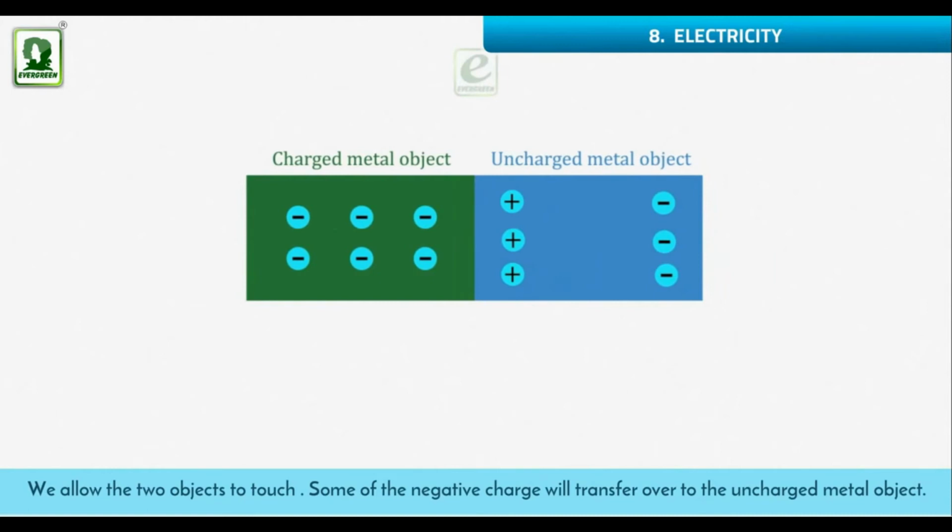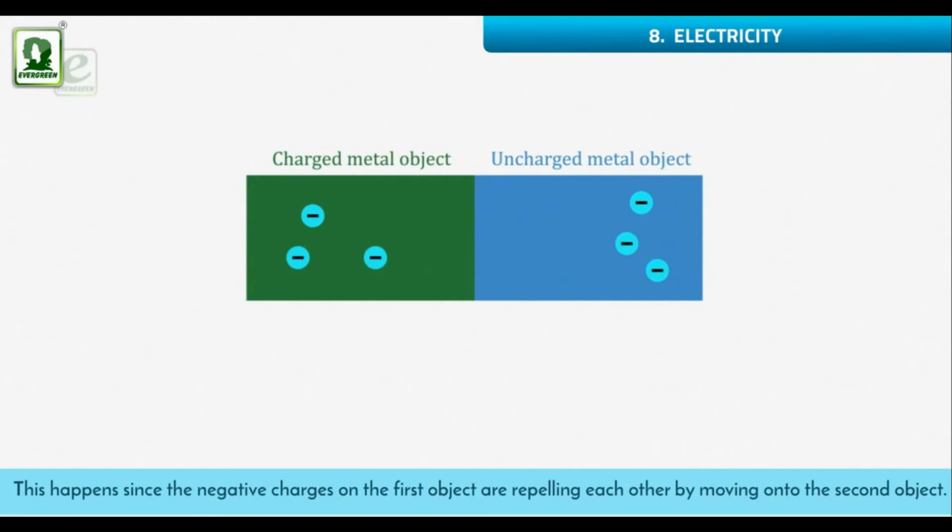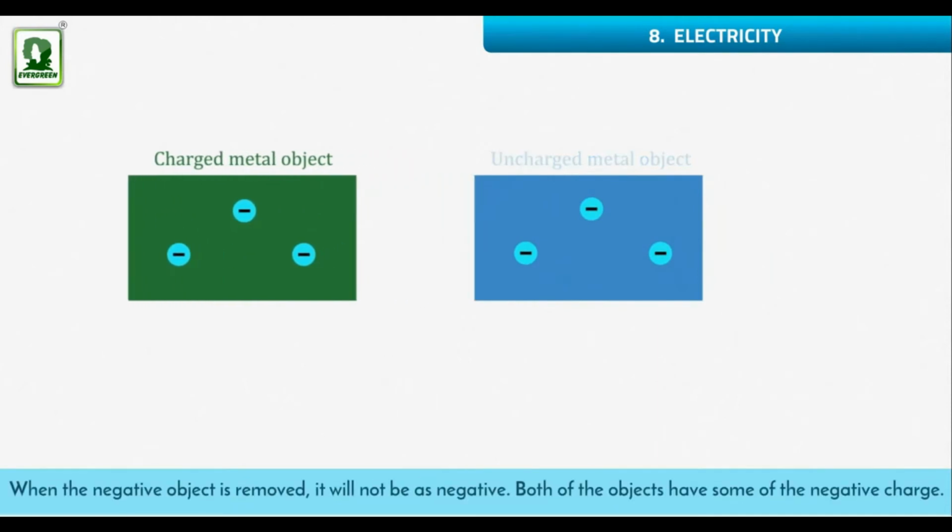Some of the negative charge will transfer over to the uncharged metal object. This happens since the negative charges of the first object are repelling each other by moving onto the second object. When the negative object is removed, it will not be as negative as it was. Both of the objects have some of the negative charge.